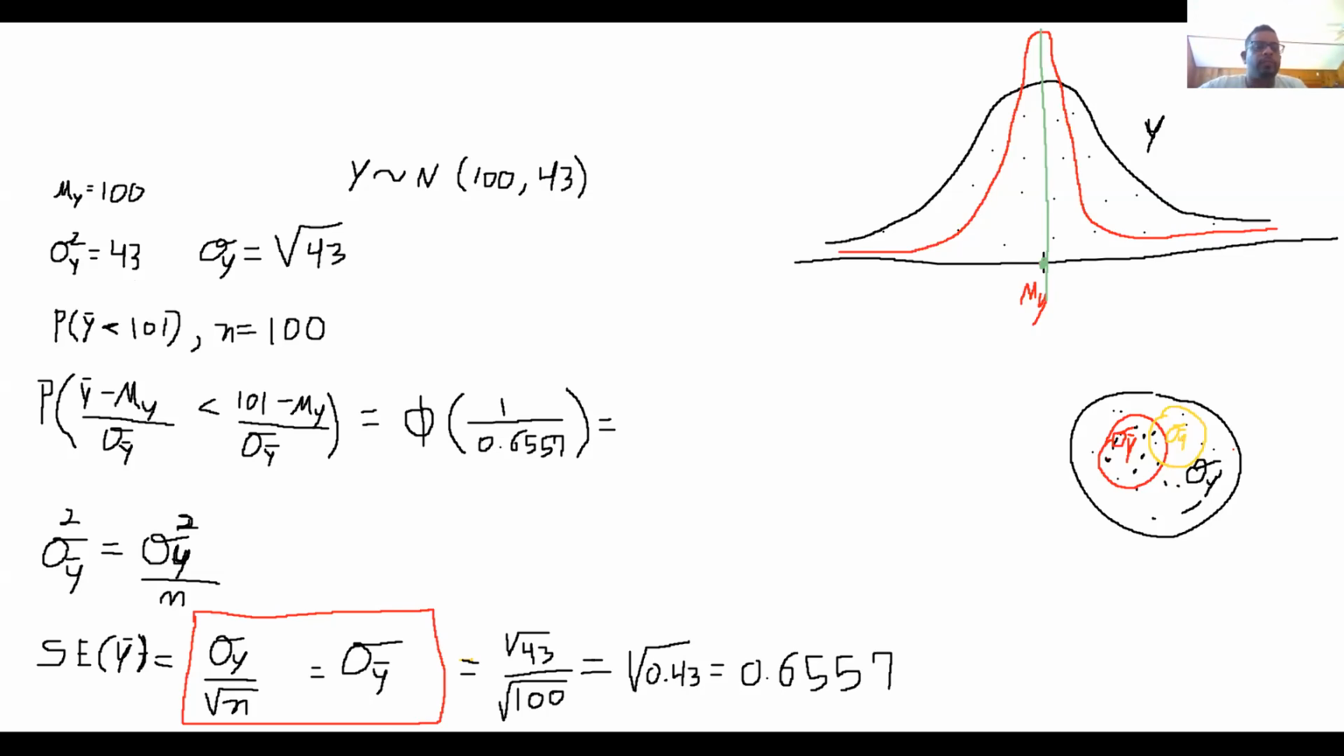One over 0.65. Okay, the value I got here is 0.9364. Yep. Correct. Okay.